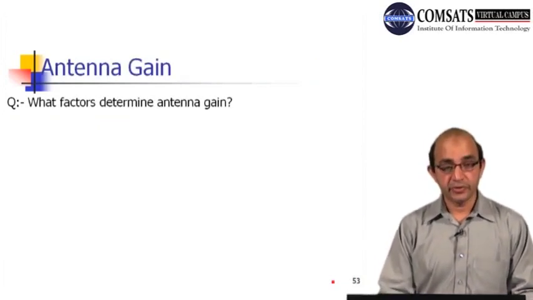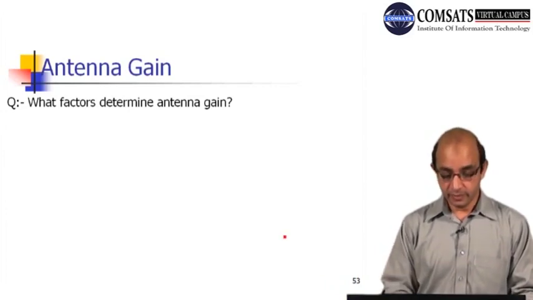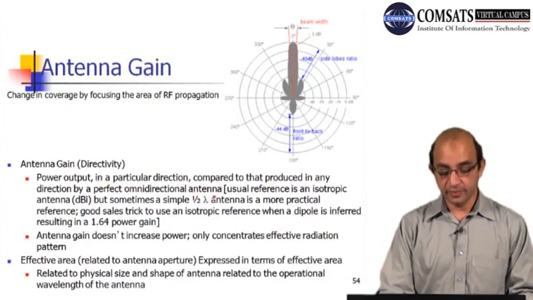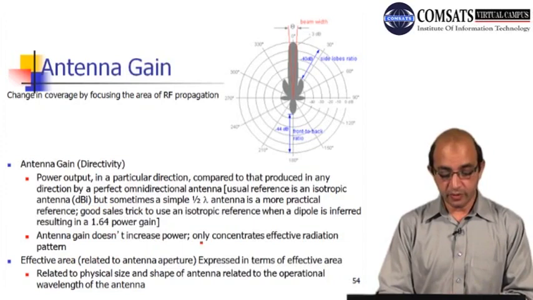So antenna gain. We have a question regarding the antenna gain. So what factors determine antenna gain? Antenna gain, you can also call it directivity, is the power output in a particular direction compared to that produced in any direction by a perfect omnidirectional antenna. So we call it an isotropic antenna, right? Antenna gain does not increase power, it only concentrates the effective radiation pattern.